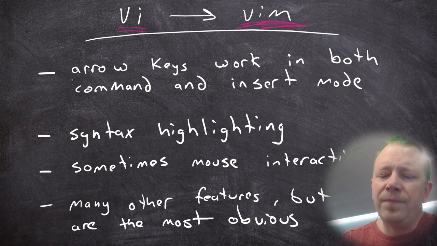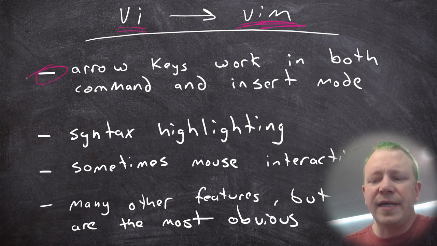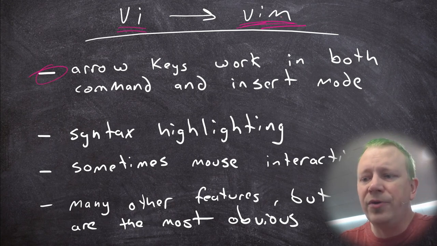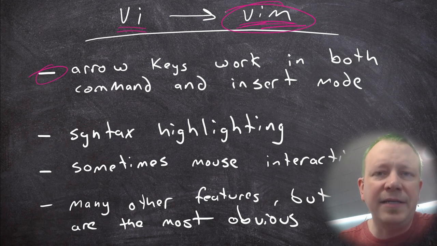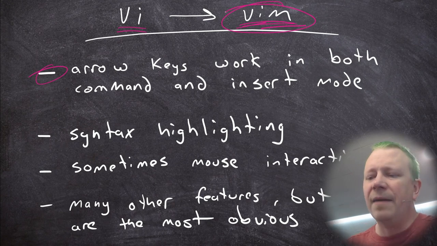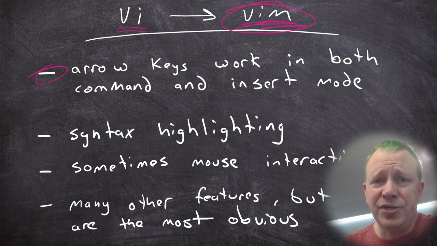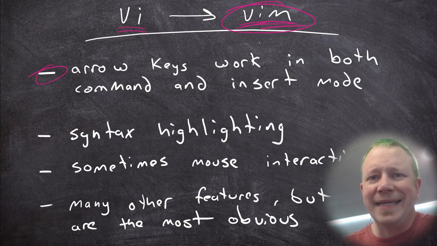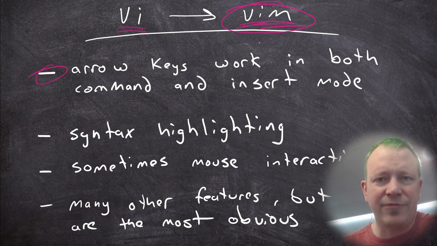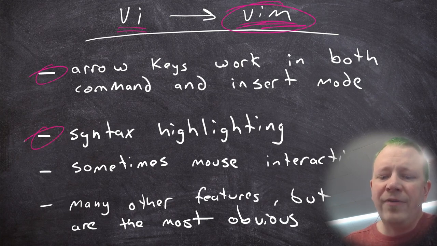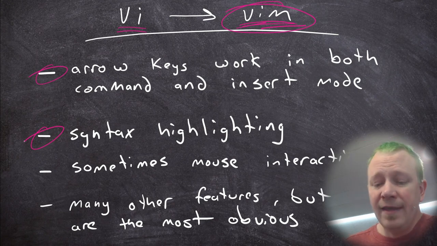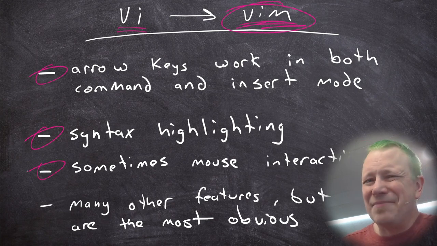So the arrow keys work in both command and insert mode in Vim. Now, I'm going to explain command and insert mode in just a minute, but that's really, really convenient. And actually, the biggest issue when I'm using VI is I get frustrated because I like to use arrow keys. It's just easier for my brain. Vim includes syntax highlighting.